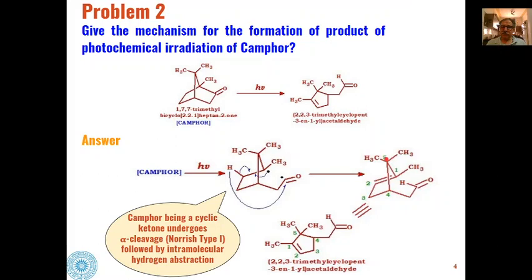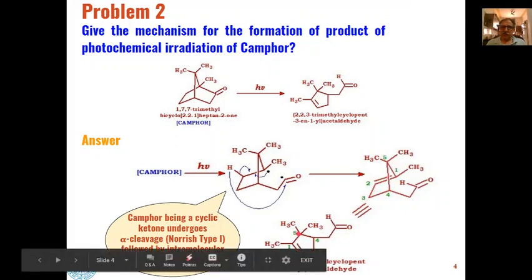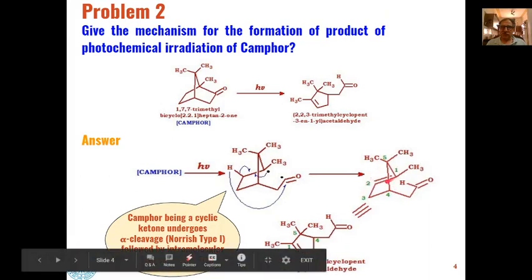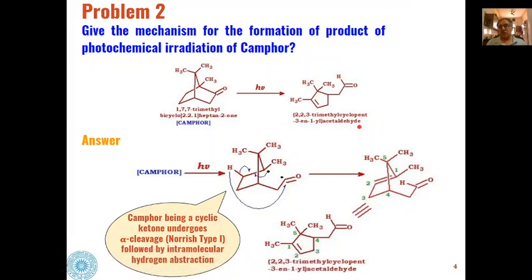To 5 we are having 2 methyl groups. So this is 5, we are having 2 methyl groups, and to the 5 is attached 1. This is 1 having a methyl group, then 1 and 2 they are having a double bond, then 3 and then 4. So this is how you will get 2,2,3-trimethylcyclopent-3-en-1-yl acetaldehyde as the product.